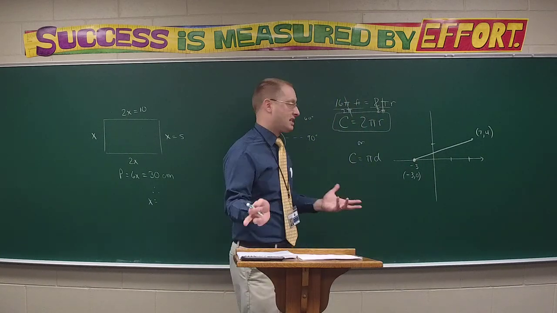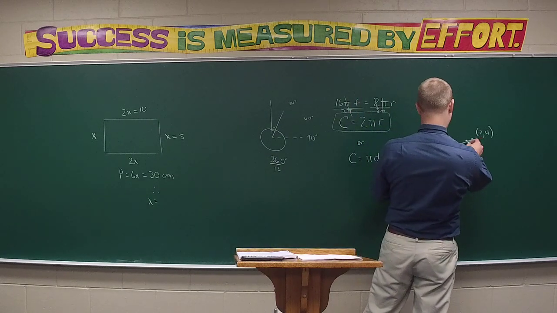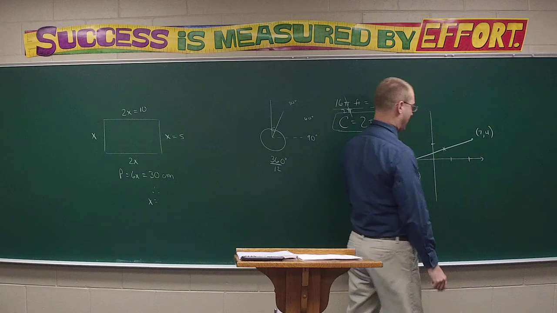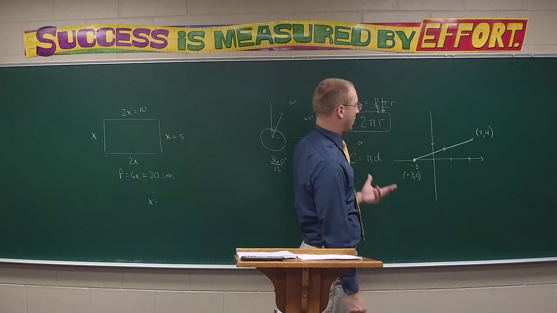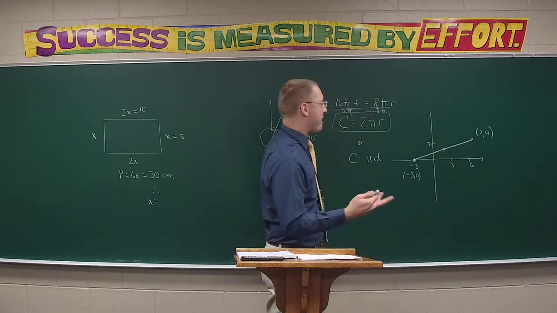Now the geometry idea here is it's the point in the middle. So you kind of look at it and say, well, right about there looks like the middle, right? Well, what coordinates does that look like if these are 3's? 2, 2. It looks like about 2, 2.